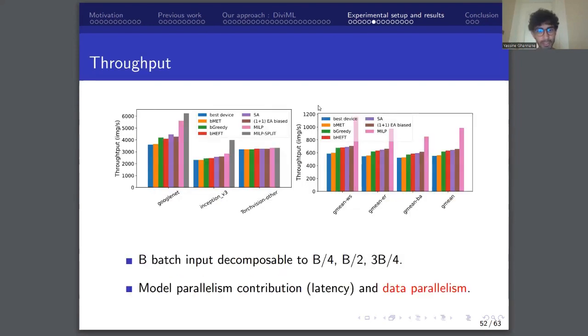Now, in the throughput scenario, we are starting with a batched input B that is decomposable into a quarter, a half, and 3 quarters. And now we can take advantage of both parallelism at the scale of the model, but also data parallelism with simultaneous execution of batches of inputs. Now, even for regular networks, MLP doesn't converge anymore within a 2-hour deadline, giving an advantage to MLP split in this case, even for regular networks that have high model parallelism like GoogLeNet Inception. And as before, MLP outperforms other heuristics for single module randomly wired networks.